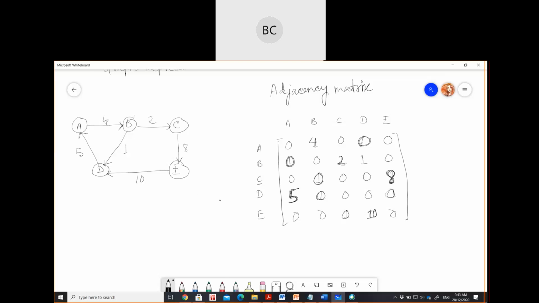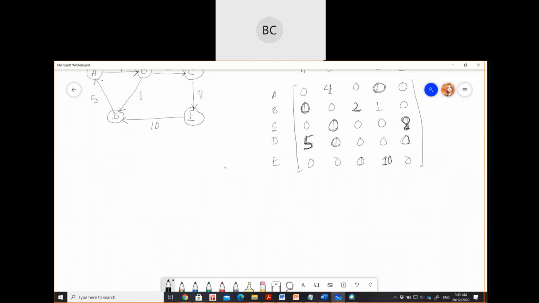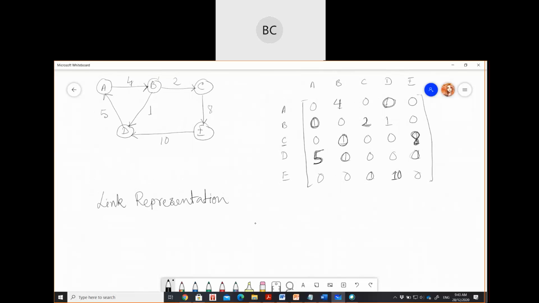Then the second type of graph representation is your link representation. Okay, in case of link representation, it just uses an adjacency list. You can just think about your linked list. Let's just see the same graph.